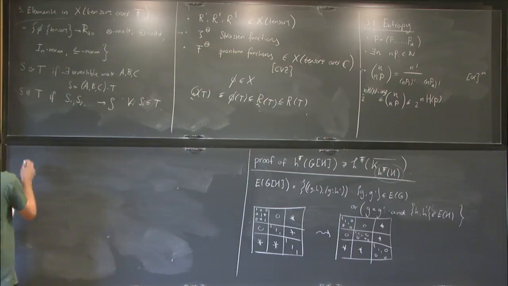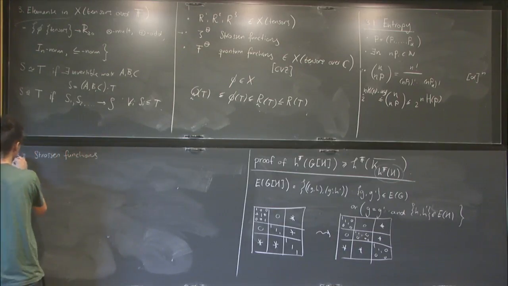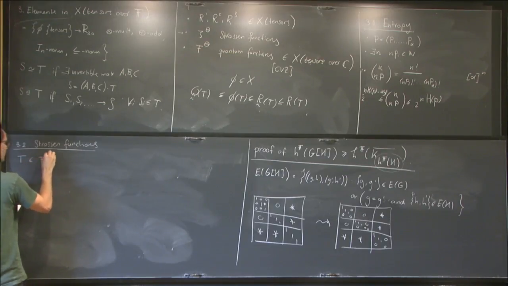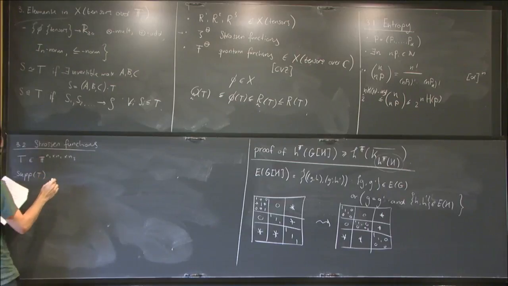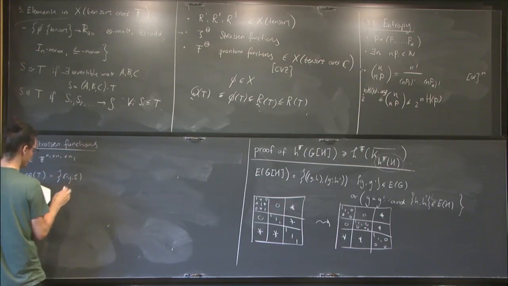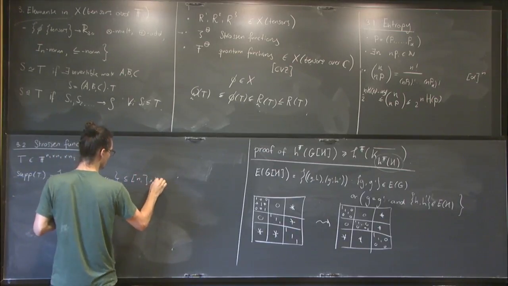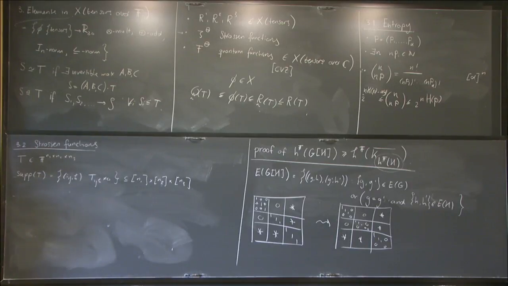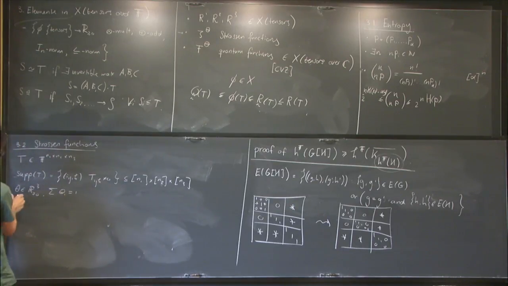So let's have a look at the Strassen functions. I take a tensor T, and then I take its support. So these are the triples of indices where the tensor is non-zero. So this is a subset of this product set. Now I take theta to be a probability distribution on 3 elements. And now comes the definition of the function.